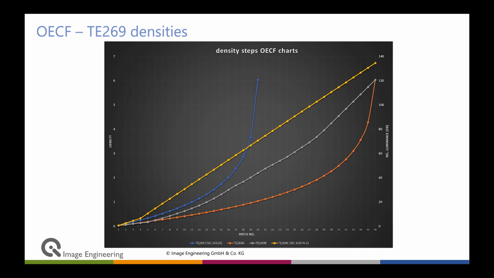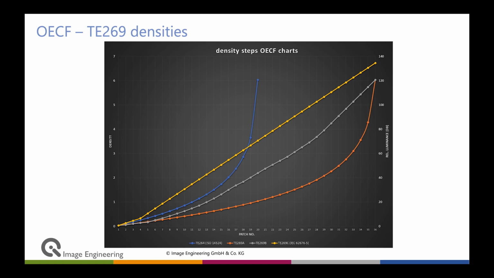The target in the blue line, TE264, according to the ISO standard, with a contrast of 1,000,000 to 1. You see that in the last two patches, you go from an optical density of less than 4 to 6. So you make a huge step there. And in all these ranges, you have no measurement position. So your dynamic range measurement might be influenced by that or less accurate.